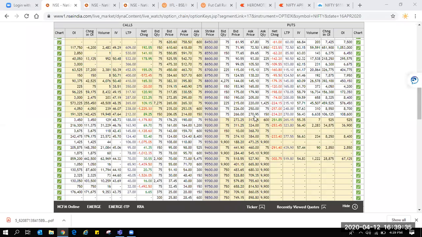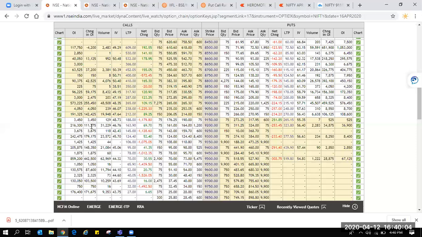Okay, so if we see the 9,200 strike, 2,16,300 is called the open positions for this strike price, and 1 lakh. This is called OI. Change in OI means the positions are either added, or they have been offloaded.